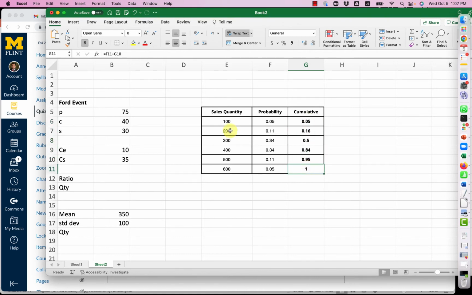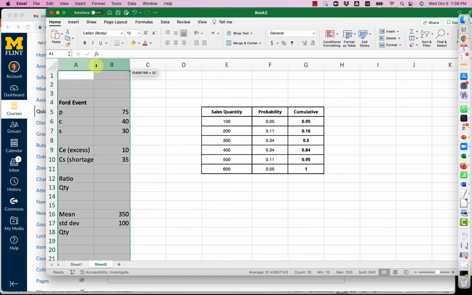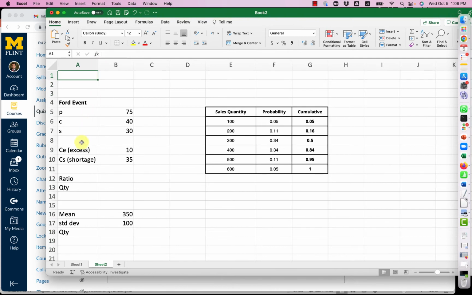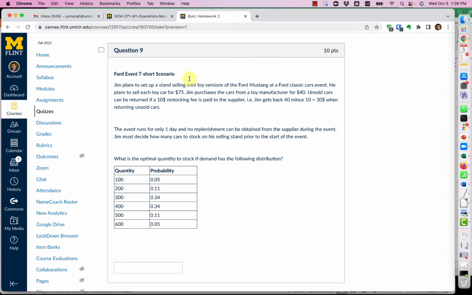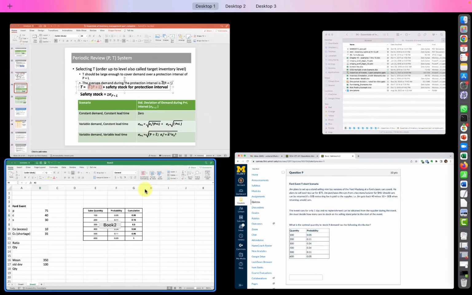Now, to do any of this analysis, you need to find the cost of excess and the cost of shortage. C is cost of excess, CS is cost of shortage. Think about it this way: if you have one extra toy left at the end of the day, what is the cost of that? Well, you paid $40 for the toy car at the start of the day, whatever item we are selling. What are we selling? Ford Mustang toy cars, right?